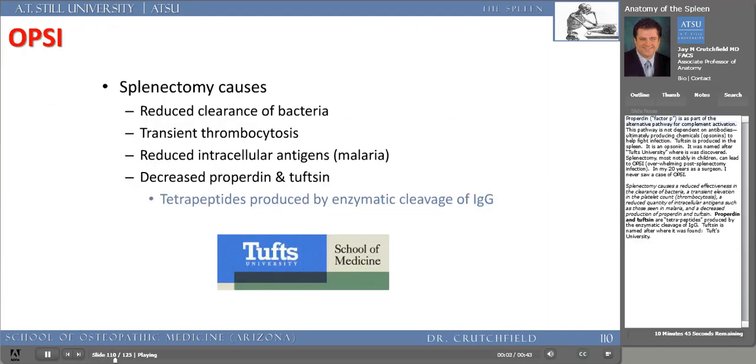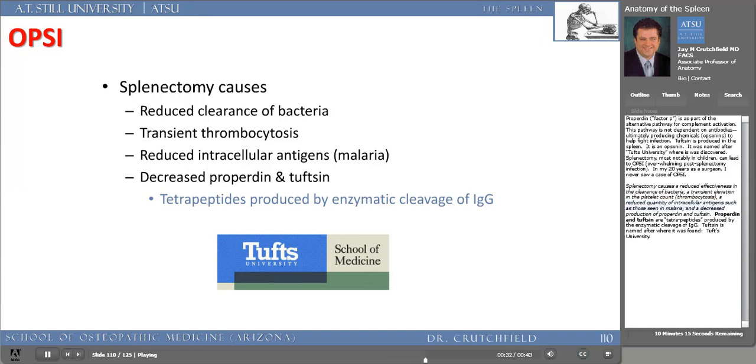Splenectomy, most notably in children, can lead to overwhelming post-splenectomy infection. In my 20 years as a surgeon, I actually never saw a case of OPSI. Splenectomy causes a reduced clearance of bacteria, a transient elevation in the platelet count, thrombocytosis. It also reduces intracellular antigens such as that seen in malaria, and a decreased production of properdin and tuftsin.